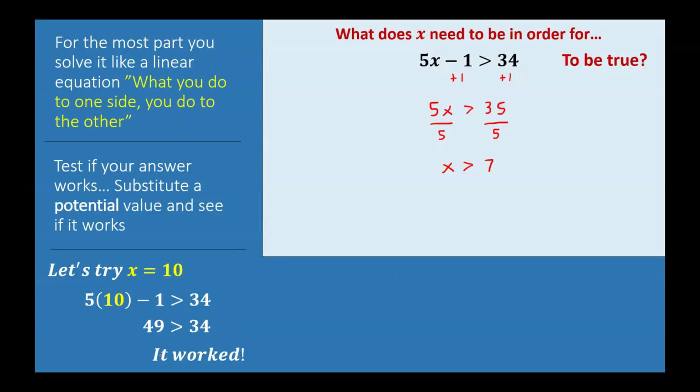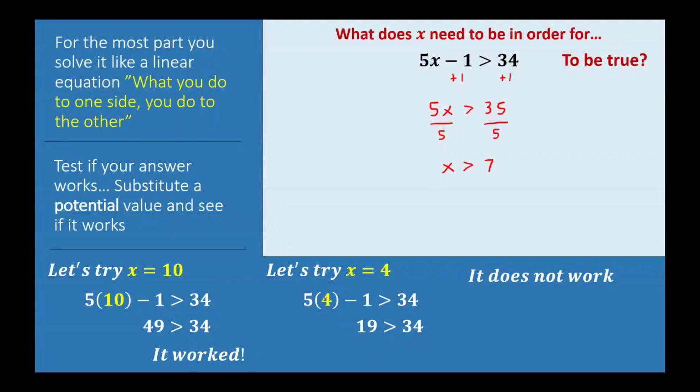Now let's try subbing in a value that doesn't work. Let's try x equals 4, because I know that 4 cannot be greater than 7. So now instead of 5 times x, I have 5 times 4 minus 1. Well, 5 times 4 is 20. 20 minus 1 is 19. Is it true that 19 is greater than 34? Absolutely not. So it does not work, meaning this solution is now verified because x needs to be larger than 7 for this inequality to work, right? That's why 10 worked here and 4 did not.